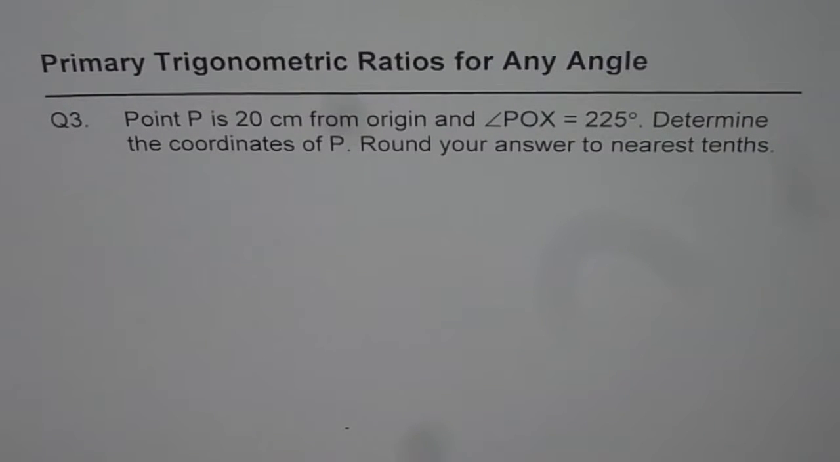Let us further explore primary trigonometric ratios for any angle. Question 3. Point P is 20 centimeters from origin and angle POX equals 225 degrees. Determine the coordinates of P. Round your answer to the nearest tenth.